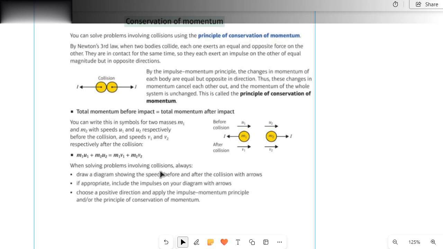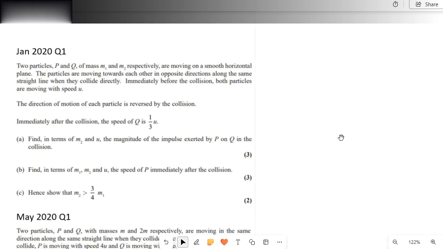When solving problems involving collision, always draw a diagram showing the speeds before and after the collision with arrows. If appropriate, include the impulses on your diagram with arrows. Choose a positive direction and apply the impulse momentum principle and/or the principle of conservation of momentum. So now let's do some practice questions from past exam papers.